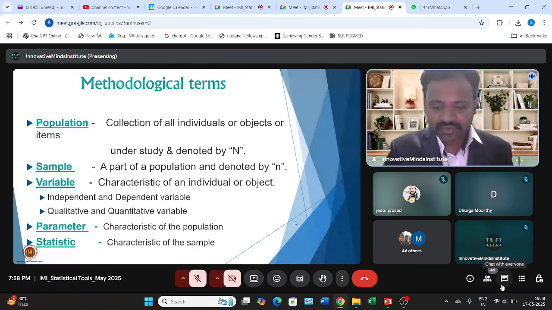So I would like to get a response from the people. You can unmute yourself and say that. For the census method, whether you can use statistics or not.